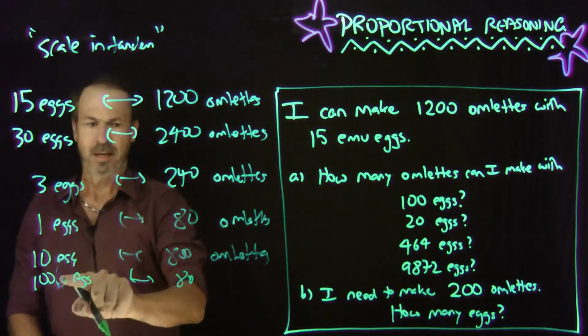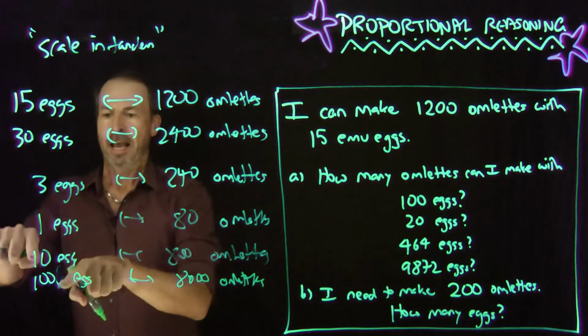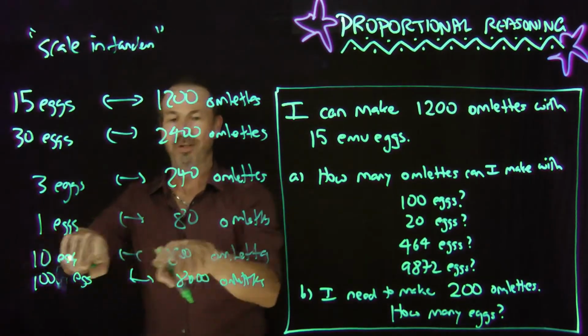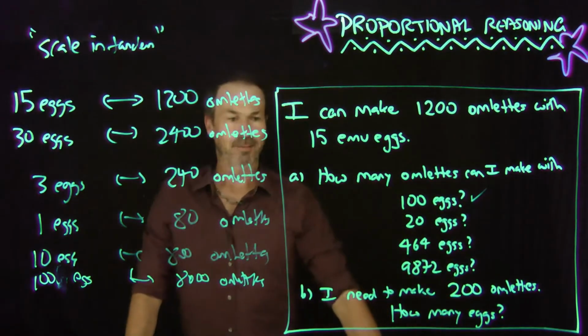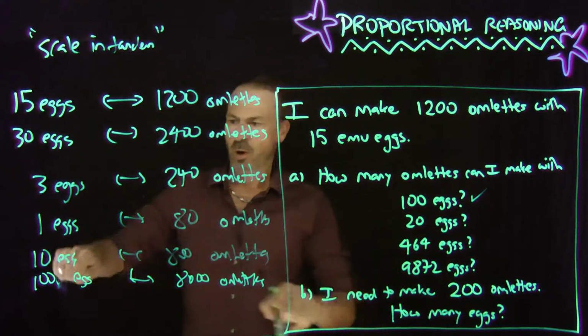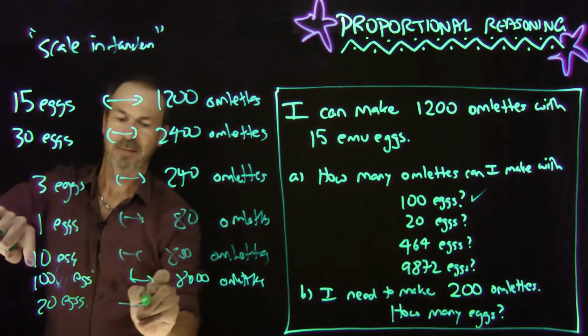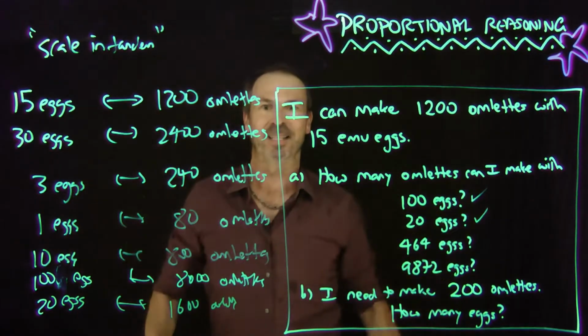Whoops, 8,000 omelets, if I can only write correctly. So tenfold, tenfold. There we go. 10 times 10 is 100. 800 times 10 is 8,000 omelets. Bingo, done that one. 20 eggs, oh, okay, I can just double this one. Double 10 eggs must give me double the number of omelets, 1,600 omelets. Oh my goodness, it's just all falling into place.